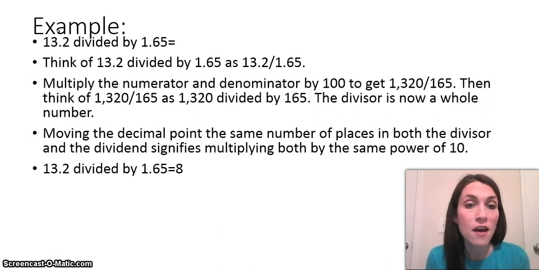Then we can think of 1,320 divided by 65. The divisor is now a whole number. So moving the decimal point the same number of places in both the divisor and the dividend signifies multiplying both by the same power of 10. And in this case, that would be both by 100. So if we divided that out, 13 and 2/10 divided by 1 and 65 hundredths would be 8.